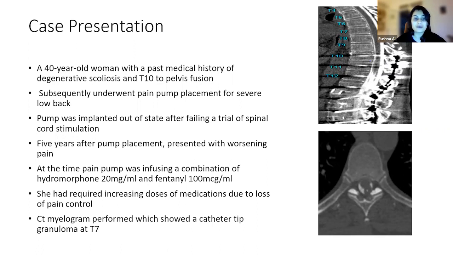And at the time of her presentation, the pump was infusing a combination of hydromorphone and fentanyl at pretty high doses. She had required increasing doses of medications due to loss of pain control. The CT myelogram that was performed as part of this evaluation showed a catheter tip granuloma at T7. This can be seen in the dorsal part of the spinal canal just behind T7. And on this axial cut, you can see it's slightly paracentric to the left side, effacing the CSF space and causing spinal cord compression.